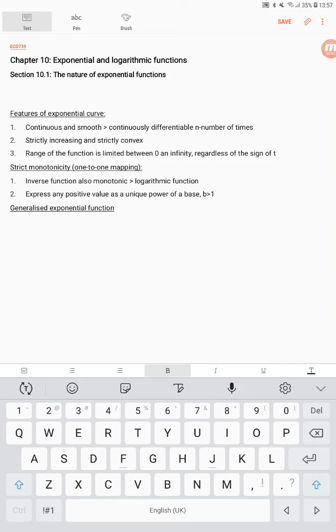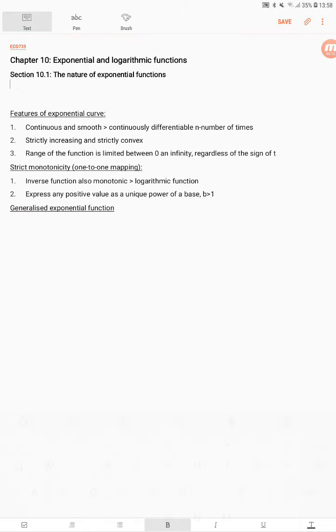In this video, we will start with chapter 10, which is on exponential and logarithmic functions. Section 10.1 deals with the nature of an exponential function. So assume we have the polynomial function x cubed plus x squared plus x plus 1.